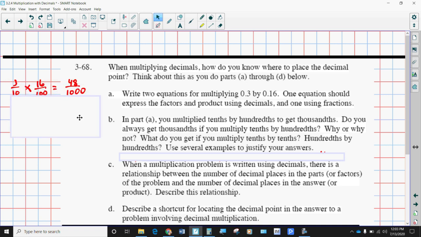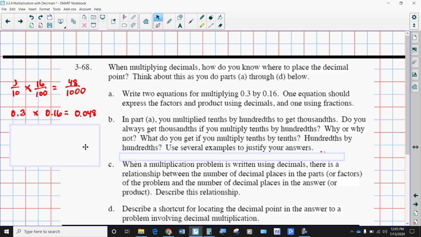Okay, so did you say that 3/10 times 16/100 is equal to 48/1000? Because 3 times 16 is 48, and 10 times 100 is 1000? That would be the equation for this problem. What about the decimal equivalent? Well, the decimal equivalent for 3/10 is 0.3, and the decimal equivalent for 16/100 is 0.16. So the decimal equivalent for our answer should be the same as 48/1000, which means the 8 has to be in the thousandths place, so 0.048. So for this, you need to put a zero placeholder in the tenths place. You've got to remember to do that. It's important, okay?